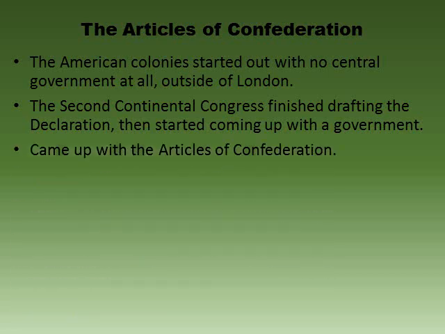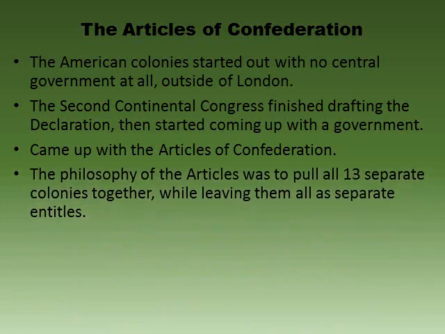And so they came up with a document called the Articles of Confederation. And we'll look at more about what that did in some detail. But the philosophy of the Articles was basically to pull all 13 separate colonies together while leaving them as separate entities. Misspelling in that last bullet point, sorry about that, not in titles, it's entities. So they were all their own different little governments. They were their own different entities, but they were all cooperating together, basically for the purpose of defeating the British.